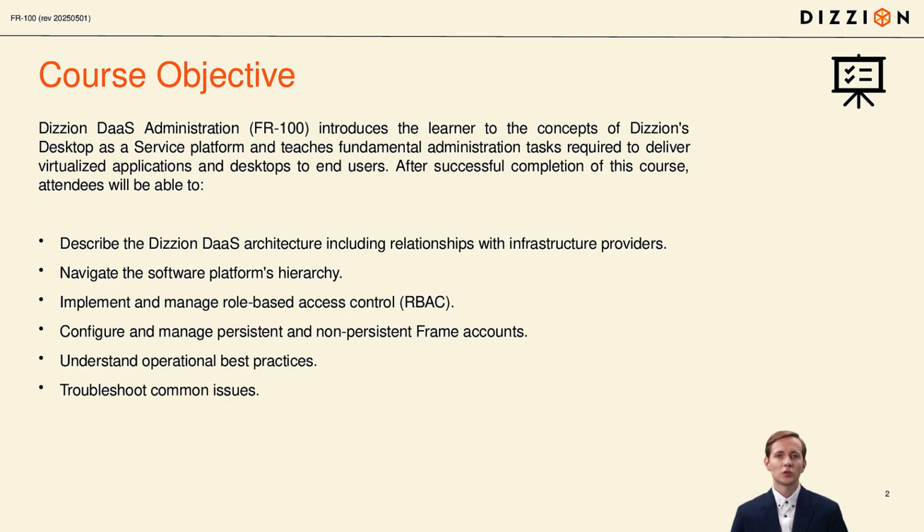This course provides an introduction to Dizzion's Desktop as a Service (DaaS) platform. Throughout this course, you will learn the terminology, features, and core administration tasks for delivering applications and desktops to your end users. After successful completion, you will be able to describe the high-level DaaS architecture, navigate the software platform's hierarchy, implement and manage RBAC, manage Frame persistent and non-persistent accounts, understand some operational best practices, and troubleshoot common issues.